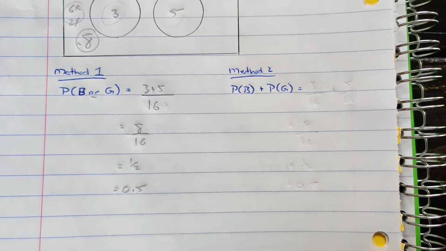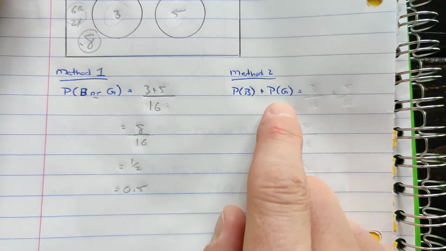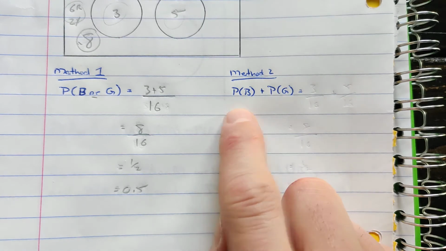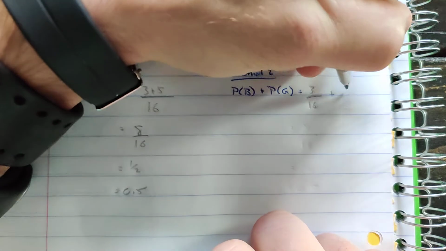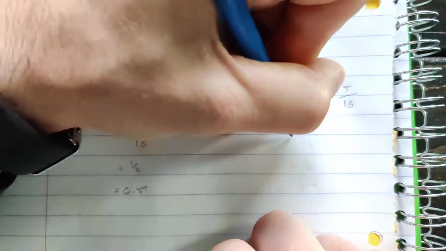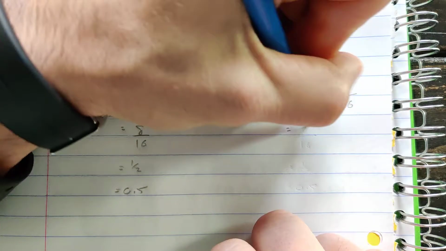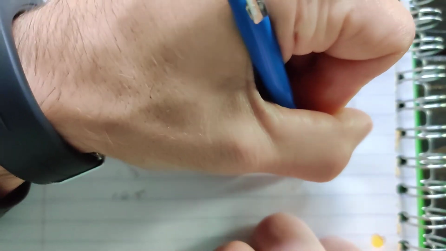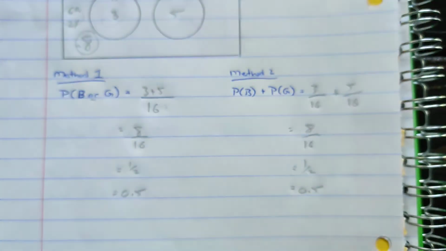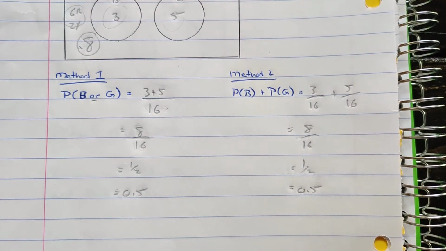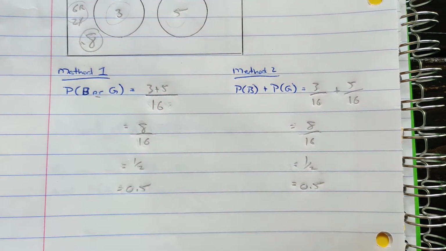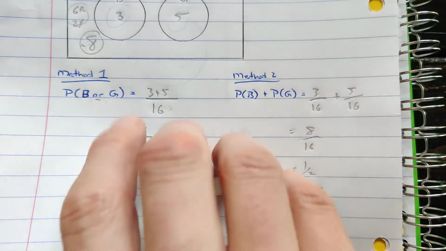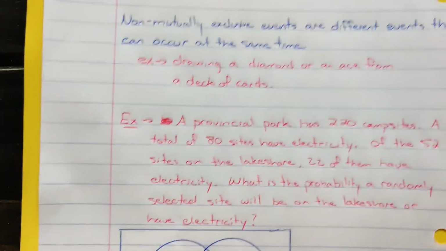Now the other way to do it is you can look at the probability of B plus the probability of G. So the probability of pulling a blue plus the probability of pulling a green. The probability of pulling a blue is 3 over 16. The probability of pulling just a green is 5 over 16. Adding our fractions, we have 8 over 16, which again is 1/2, which again is 0.5 as a decimal. So 2 methods. We often write things like this though because it's a little cleaner, and it'll work out a little better when we look at some other possibilities, such as non-mutually exclusive events.